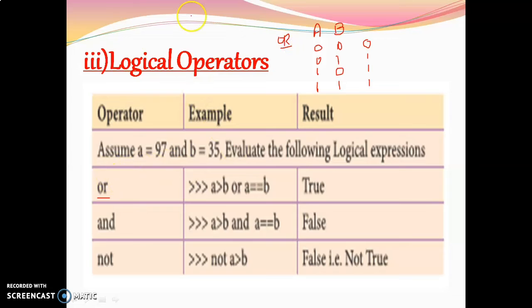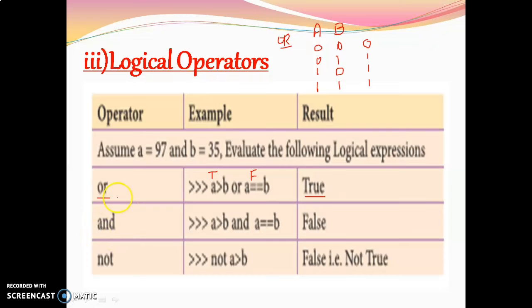Logical OR: A greater than B or A equal to B. What is the value of A? 97. 97 greater than 35, the condition is true. Or A equal to B: here the condition is false. If any one of the inputs is true, the output is also true.